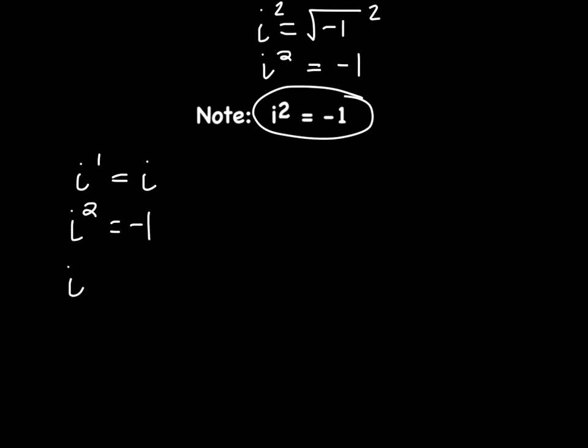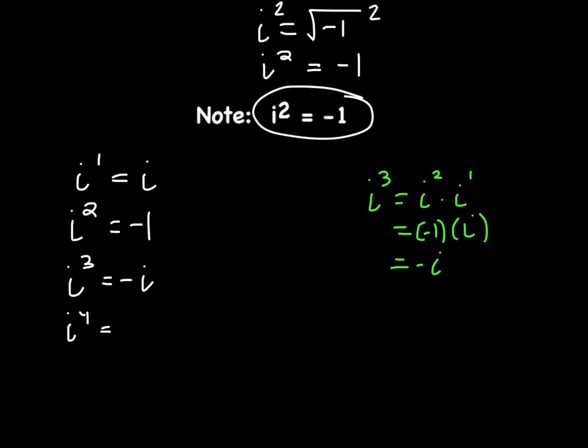Now if we wanted to find i cubed, let me do this off to the side here. So i cubed, well, if you think about it, if you want to multiply 2 terms with the same base, all we do is add their exponents. So i cubed is really just equal to i squared times i to the first. We already know that i squared is equal to negative 1, and i to the first is just equal to i. So if we multiply negative 1 times i, we get negative i. So i cubed is equal to negative i. All right, let's take a look at i to the fourth.